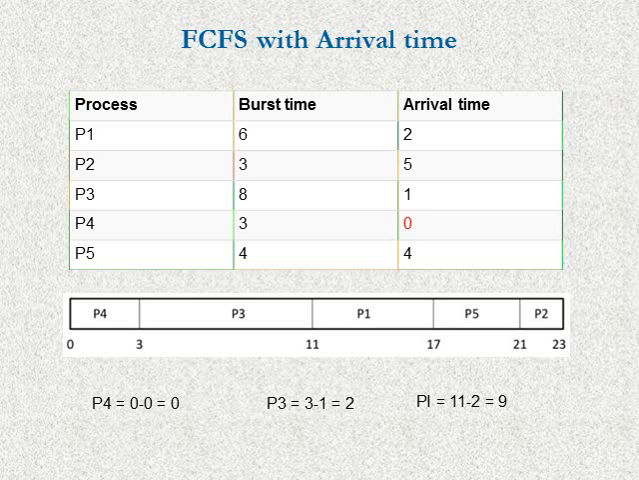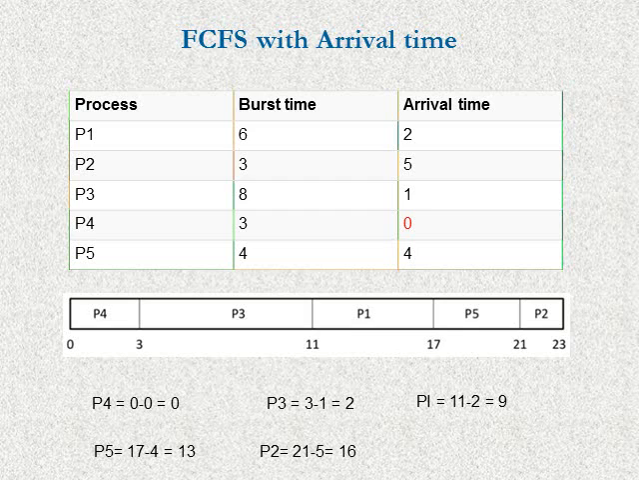Next is P1. As you see, it arrived in the system at time interval 2 and it got into the processor at time interval 11. So 11 minus 2 is 9. So 9 seconds P1 has to wait before it gets into the processor. The next one is P5. As you know, P5 arrived at the system at time interval 4 and it got into the processor at time interval 17. So 17 minus 4 is 13, which is the waiting time for P5.